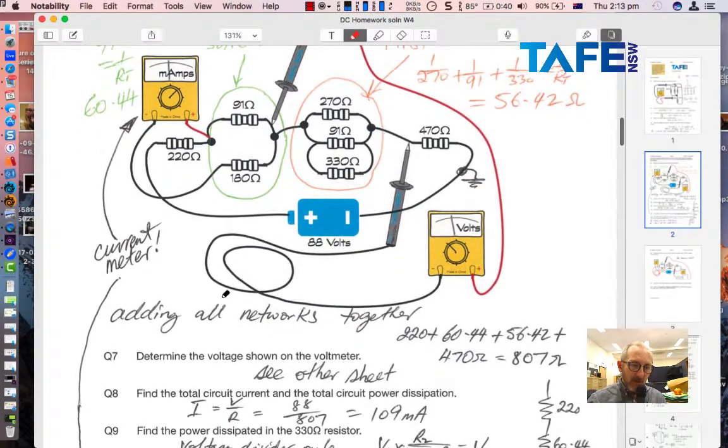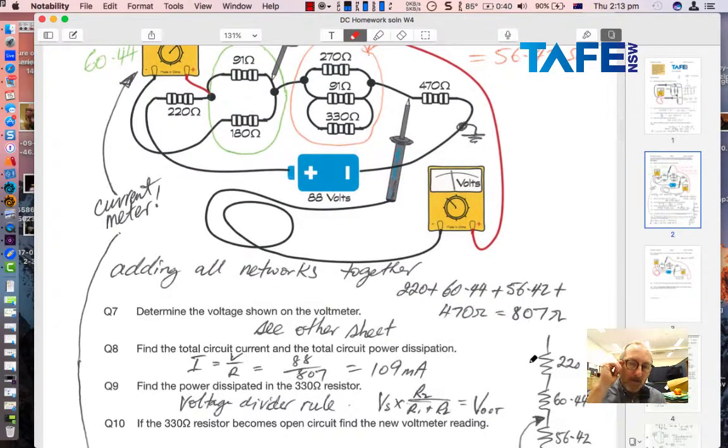Then adding all of those networks together, that network and the 2 single resistors in series: 220 ohms, which is this one here, 60.44 ohms, which is this, 56.42, which is this, and 470 ohms on the end, 870 ohms all up.